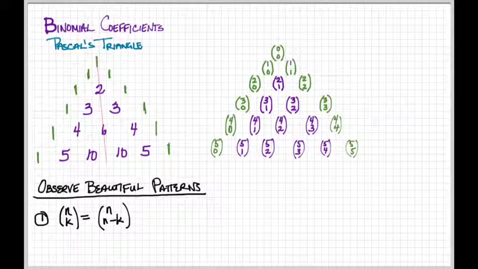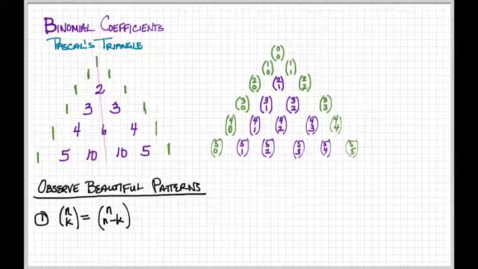We get that n choose k, wherever you go, the nth row, k components in from the left is going to be the same as n choose n minus k, so that would be k components in from the right.